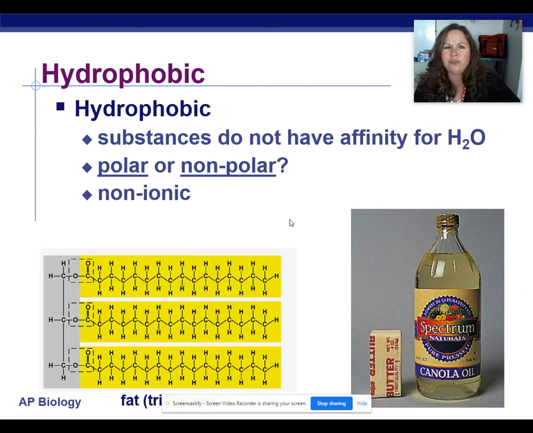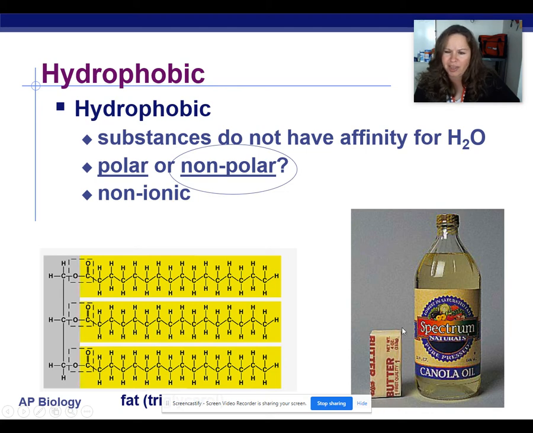Things that are hydrophobic. Phobic means it's a phobia. You don't like it. You try to get away from water. You do not have an affinity or a liking for water. Those things are nonpolar and they are non-ionic. So some good examples of that would be fat and butter.